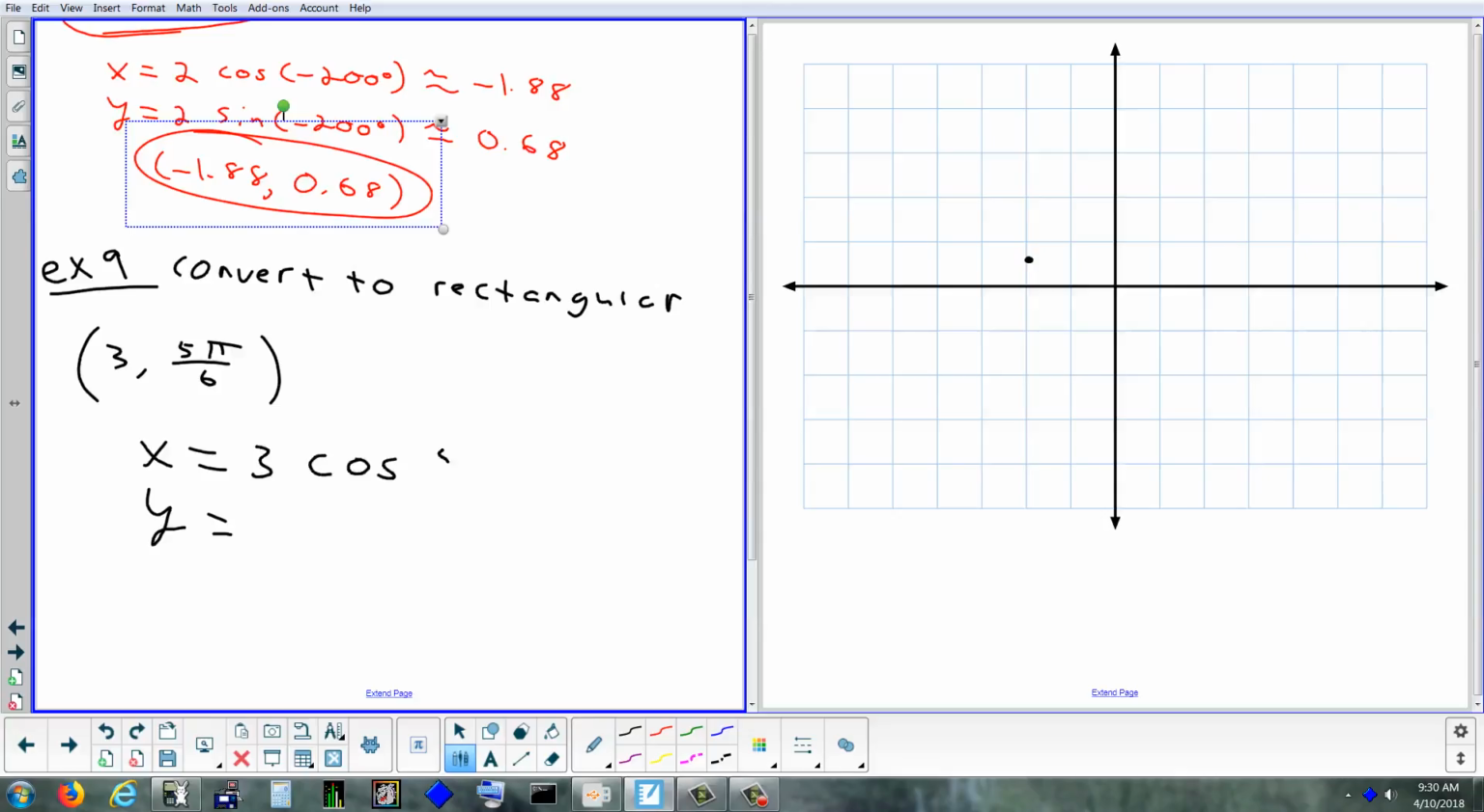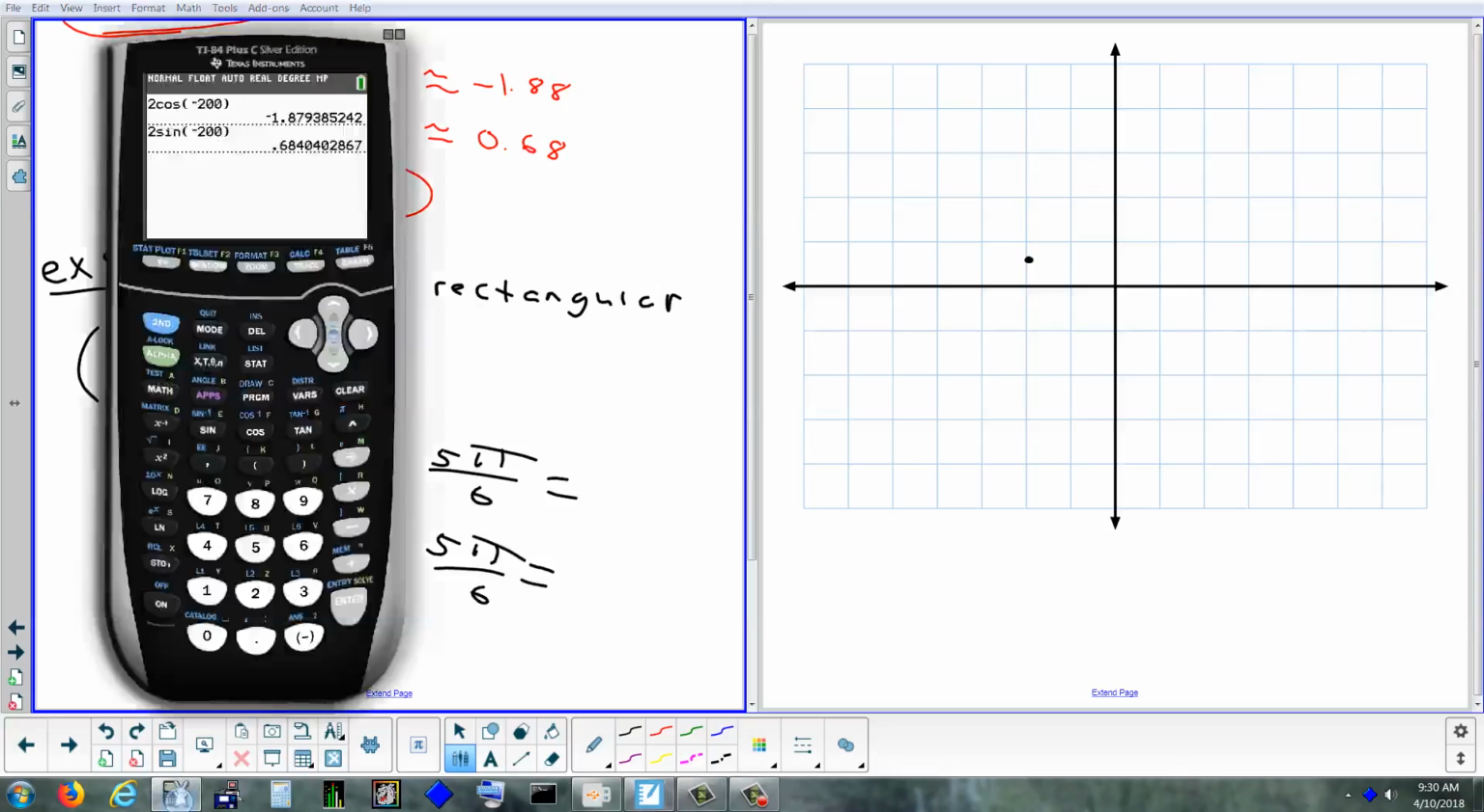So we have r cosine 5 pi over 6, and I put equals because I plan on writing this exact. So probably going to be a square root somewhere. And then r sine 5 pi over 6. So we get 3 cosine 5 pi over 6. And before I hit enter, what do I want to change on my calculator? Yep. It has to be in radians. Change it to radians. Okay, you could change 5 pi over 6 to degrees, but then that's one extra step you're doing, and if you do it wrong, then you get the problem wrong.